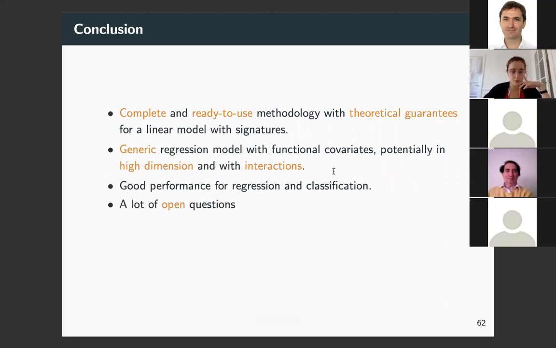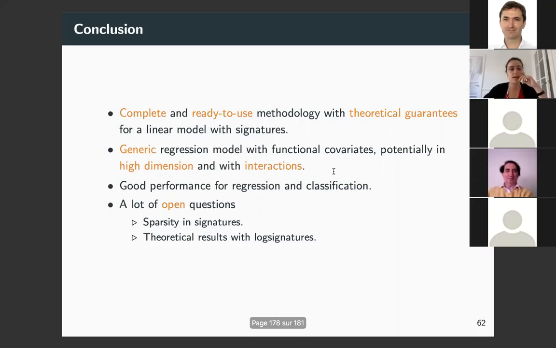And there are a lot of open questions. For example, sparsity that I talked about. I would be really interested in giving some theoretical results with log signatures, because log signatures are a more complicated object to deal with, etc.